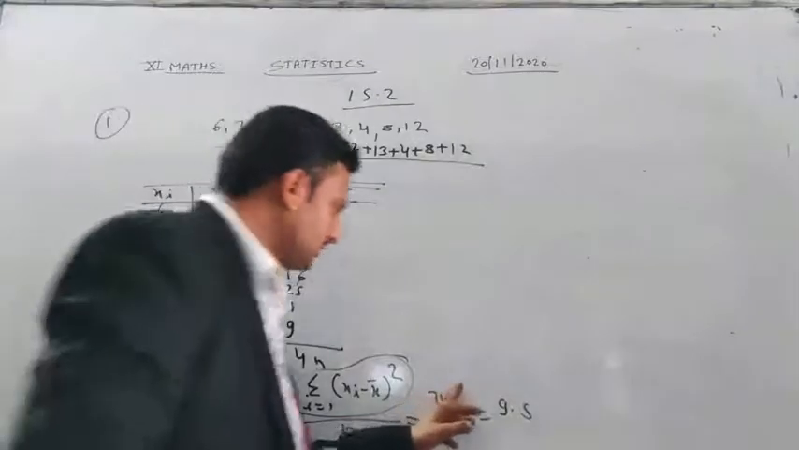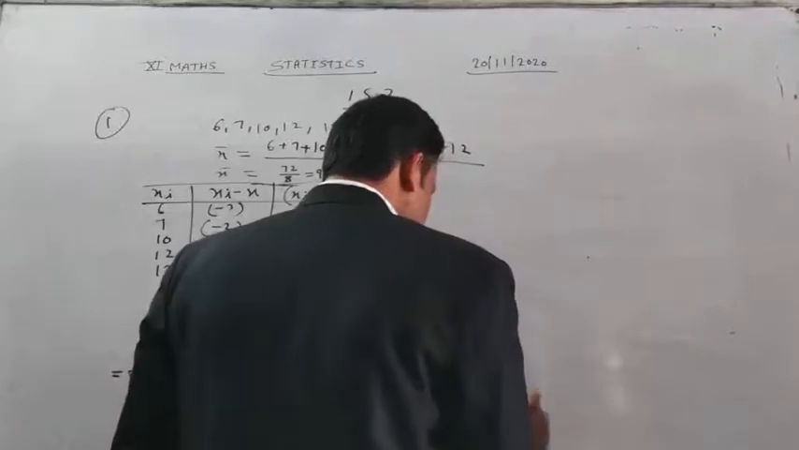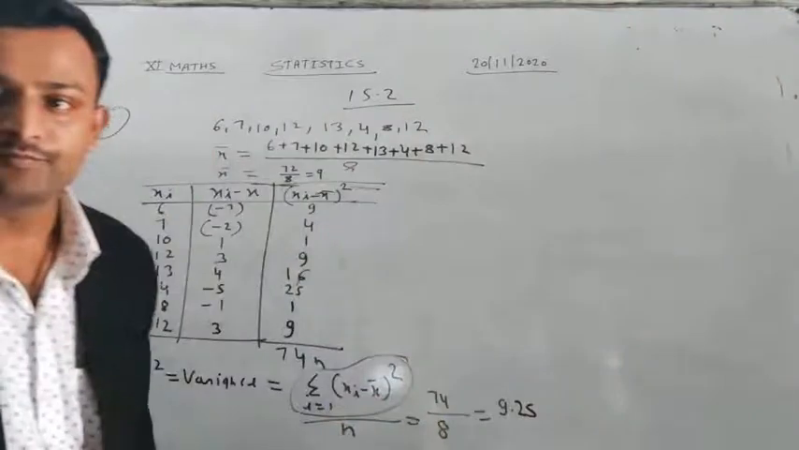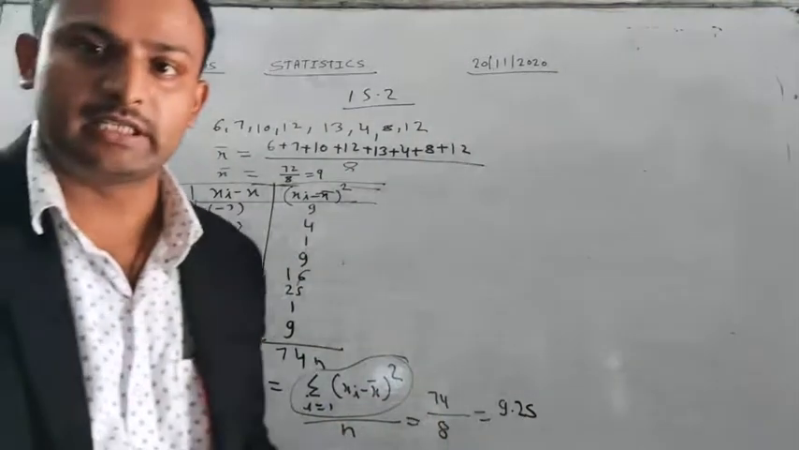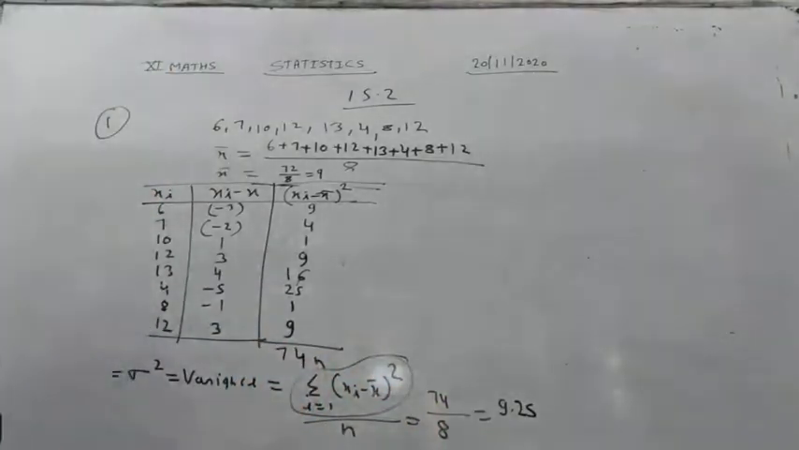8 9s are 72, and 2 8s are 16, then 5 is 40. Okay, so in this way we can find out the variance from the given data. I hope you understand. Now we will see the next question.